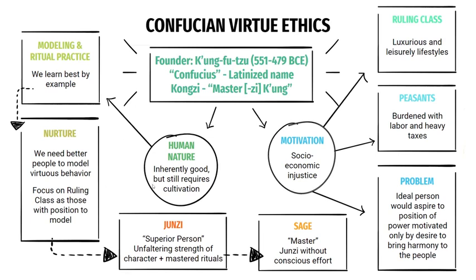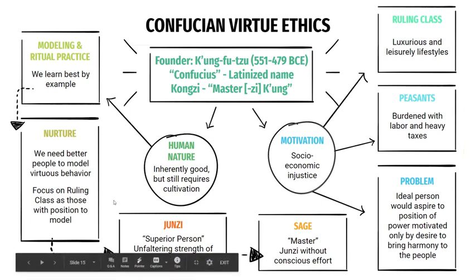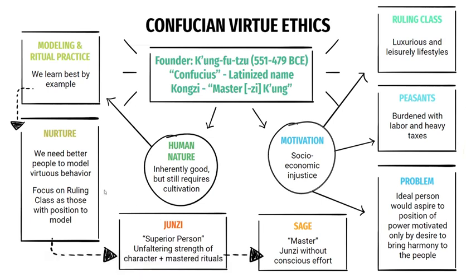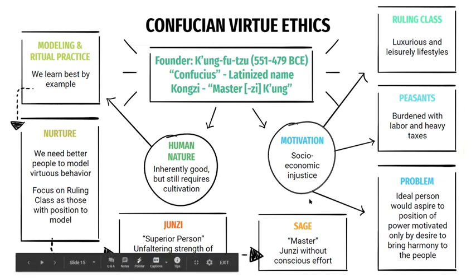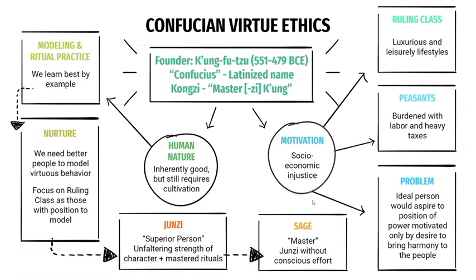And right, this is going to be very crucial. This leads into this notion of the junzi, or superior person: the unfaltering strength of character plus mastered rituals. Very similar to Aristotle, but framed in a different way. And this leads to the concept of a sage, which maybe you've heard of before. This is the master. This is the junzi without conscious effort. This is the virtuous person who does the right thing for the right reasons, and it doesn't require effort on their part. They just naturally do it, right? Maybe we're thinking of even religious characters as sages. It's just so instinctual for them to do the right thing for the right reasons. It doesn't even really require any effort on their part.